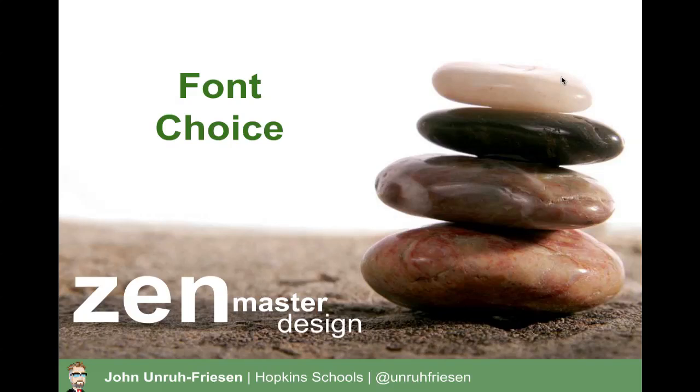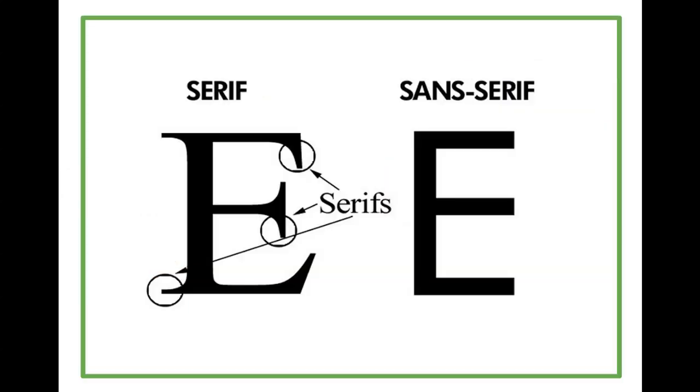This Zen lesson is about font choice. Real quick about fonts, there's two font families. There's serif fonts, which include those fancy little edges and feet and ornaments on the letters. And those are actually called serifs. And then there's sans serif, sans meaning without. And so that's the plain blocky letters.